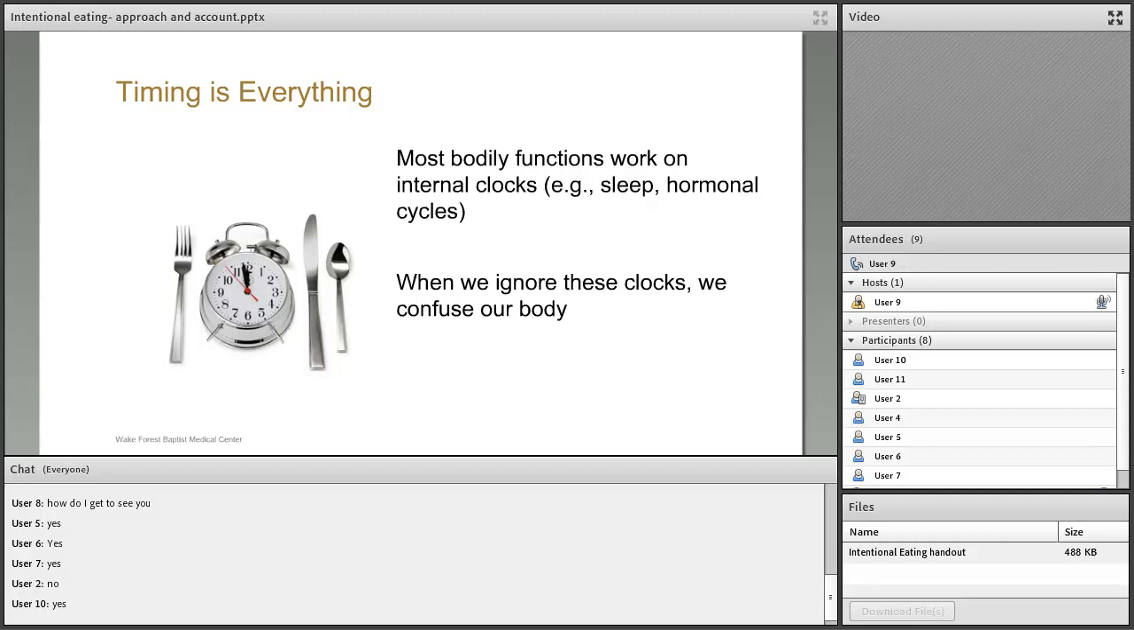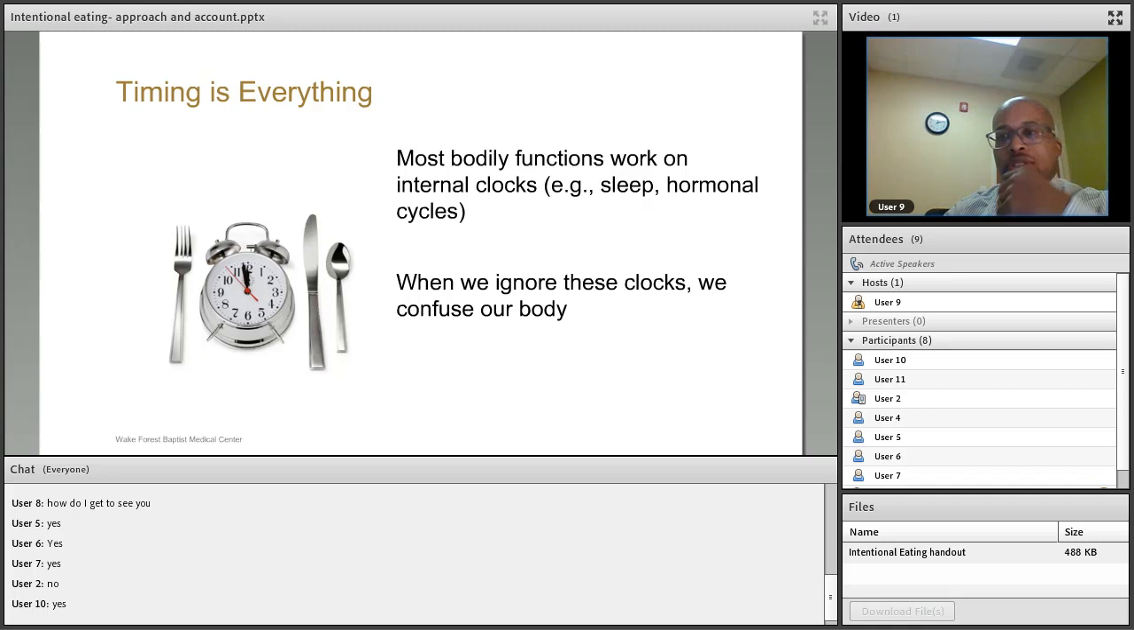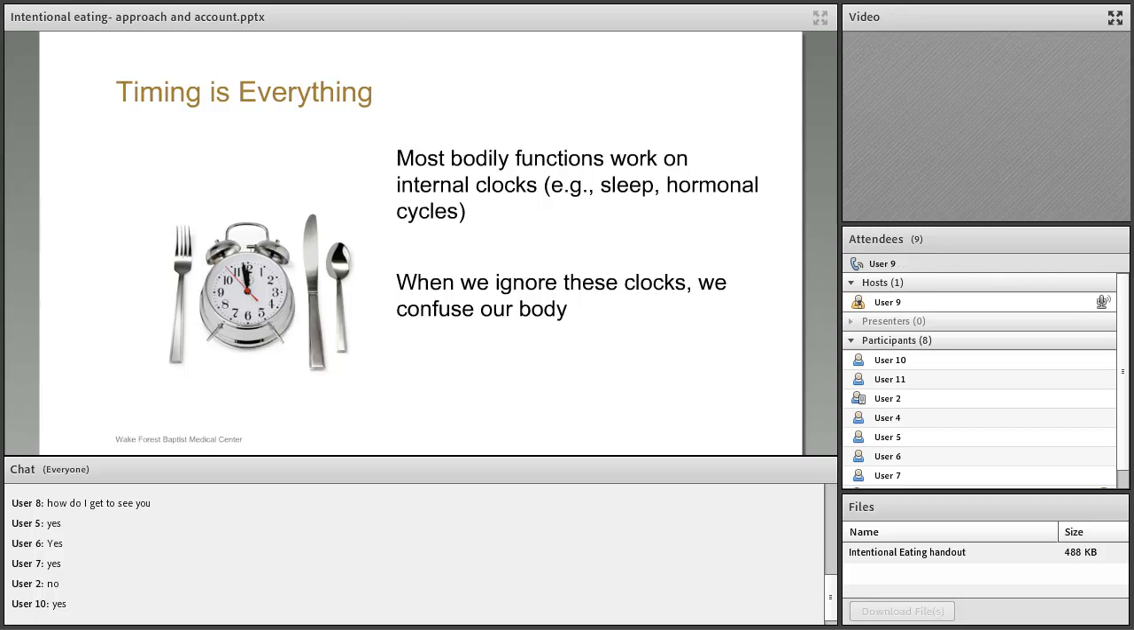Timing is everything. If you think about it from a physiologic standpoint, our bodies work by internal clocks. All of the things that we have in terms of regular bodily function are to some extent regulated by a master clock in the brain that controls sleep cycles, hormonal cycles, and all of those things are working together. When we ignore those clocks, our bodies get confused. If you talk to people who work night shift or third shift, they can tell you when you switch from day shifts to night shifts that some things don't seem to act quite right or don't feel quite regulated.